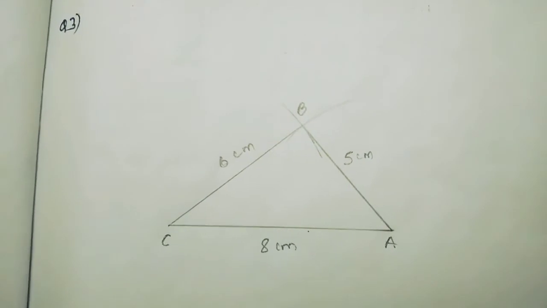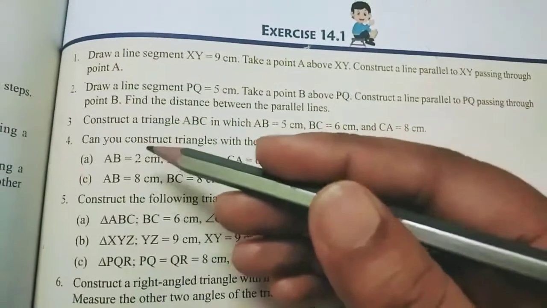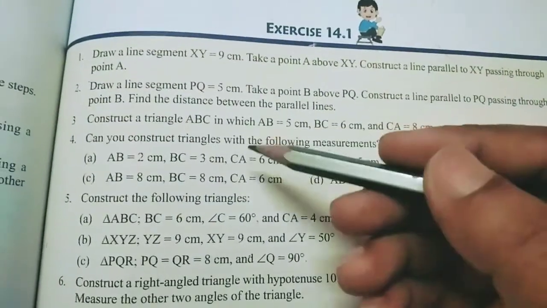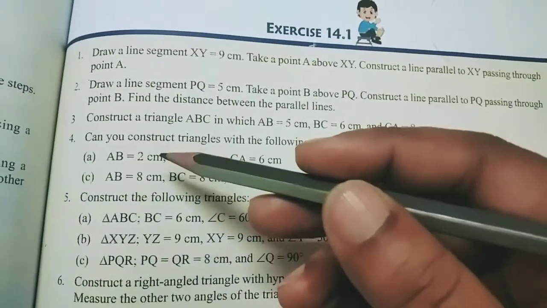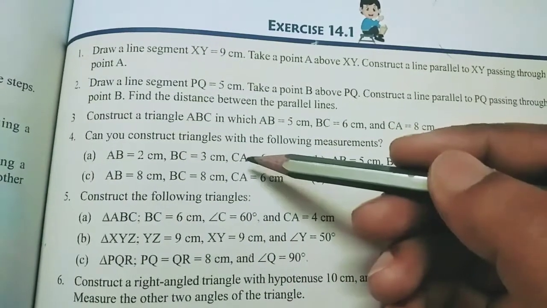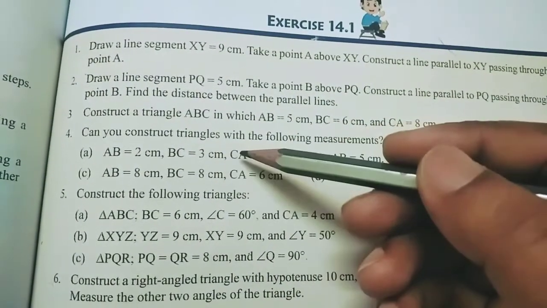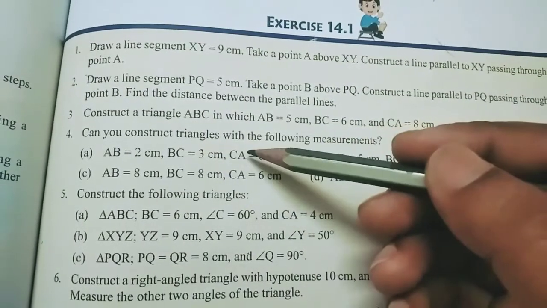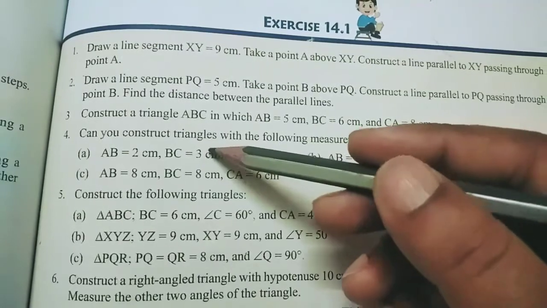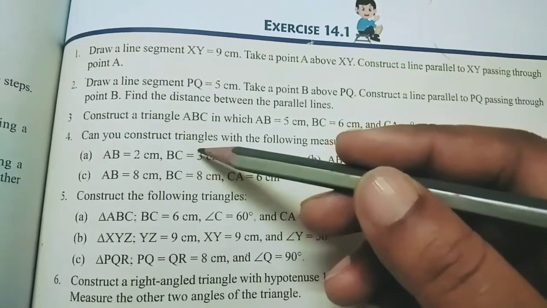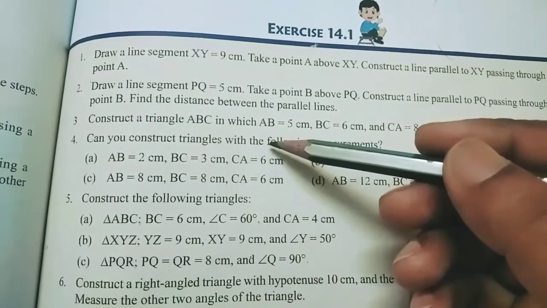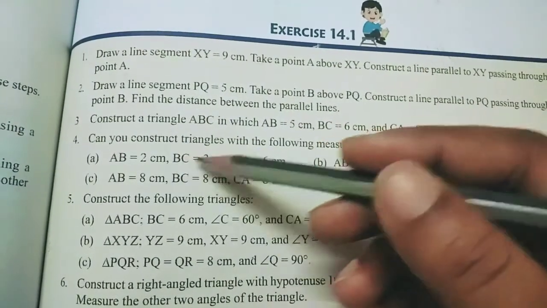Understood? Next, question number 4: can you construct triangles with the following measurements? That means you have to identify whether you can construct any triangle with these measurements, that is, whether the triangle is possible or not. This is not a construction question. So how to identify this? In the triangle chapter you have read the property that the sum of two sides should be greater than the third side. So add it.